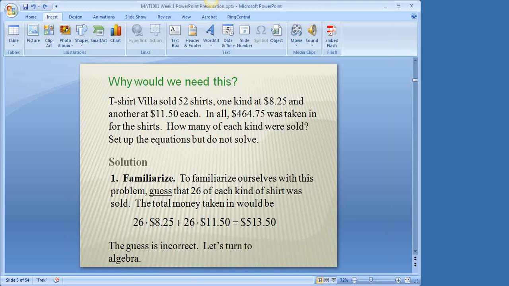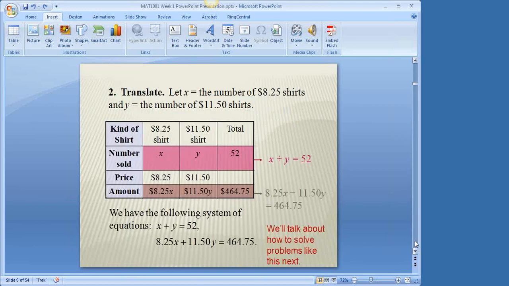So guessing is never the right method, all right? So you never want to use the guessing method. We want to use algebra throughout this whole course. And the first thing we need to do in a word problem is to set up a table in many cases. I'm very visual, so setting up a table helps me a lot.